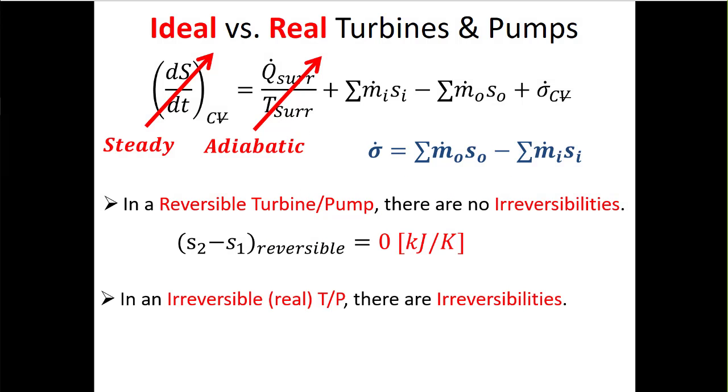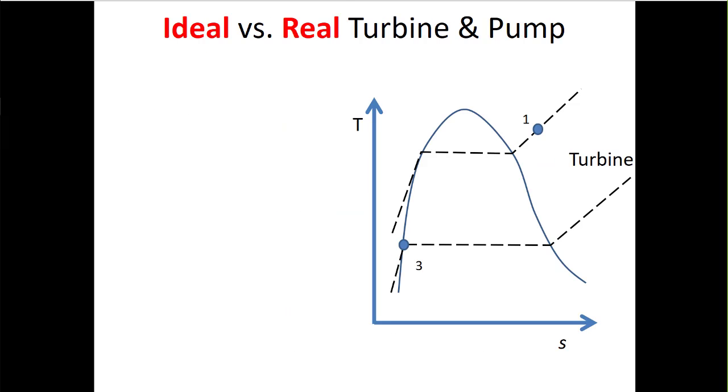But in the real or irreversible turbine or pump, then we know that the delta s does change. So there is a value of delta s, and the outlet specific entropy has to be larger than the inlet specific entropy. And we talked about this idea when we first started to draw TS diagrams.